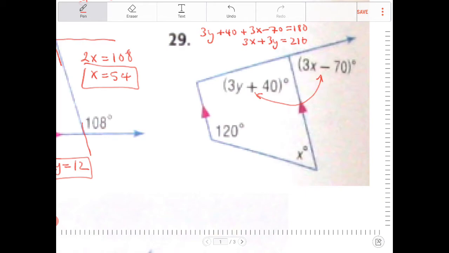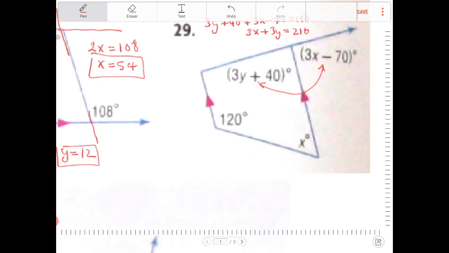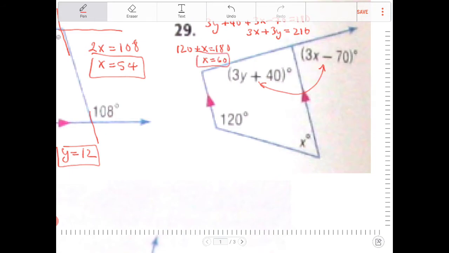Okay, so I just reworked that. Of course, I will need to go through some more work here. I know that 120 and x here, these are consecutive interior angles. So I know that 120 plus x is equal to 180 because consecutive interior angles are supplementary. Subtract both sides by 120, I end up with x is equal to 60. Since x is equal to 60, I can now plug this back into this guy. So I get 3 times 60 is 180. So I end up with 180 plus 3y is equal to 210. Subtract 180, I get 3y is equal to 30, or y is equal to 10.